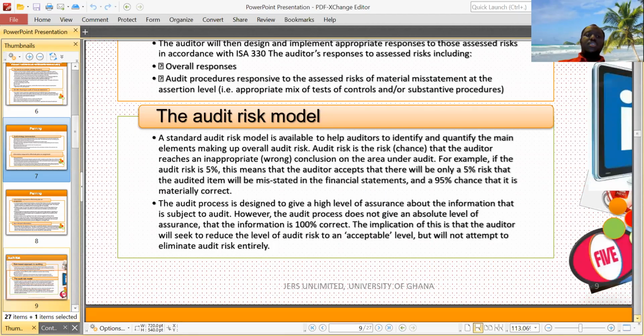Now, the audit risk model is an interesting model. It's available to help auditors identify and quantify the main elements making up overall audit risk. So what is audit risk? It's the risk that the auditor will reach a wrong conclusion on the audit.